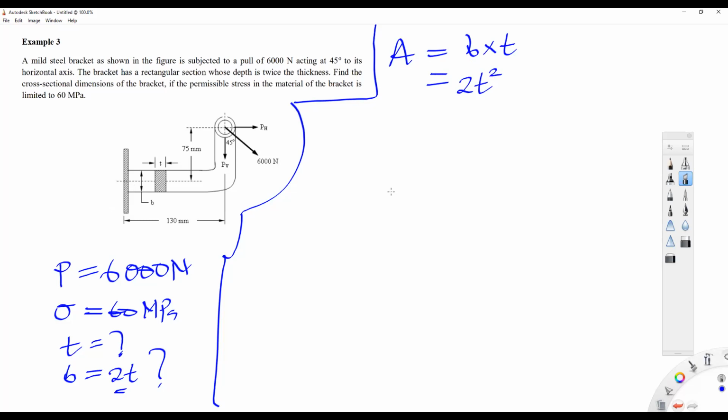And if the area is 2T squared, we can determine the section modulus for this particular arrangement. The section modulus Z for a rectangular section is equal to, say, B H squared on 6, which is equal to, in this case, the H representing the depth of the material, okay? That is along the Y or the height, okay? So that is the general formula for section modulus for a rectangular cross section.